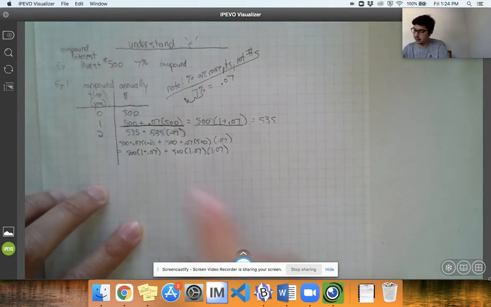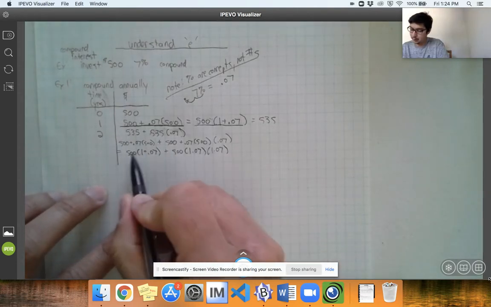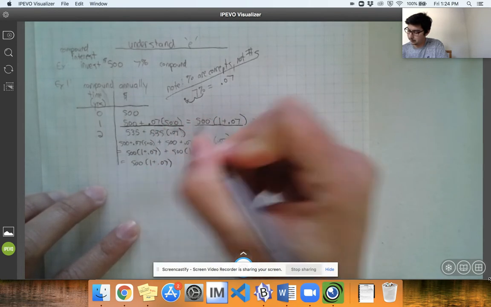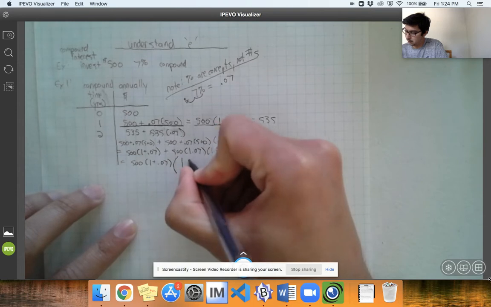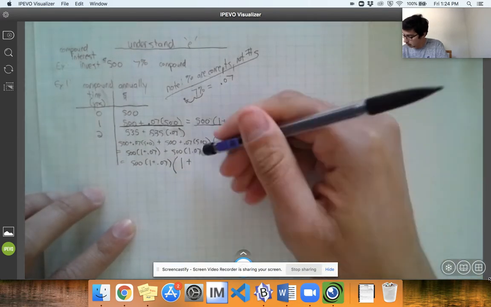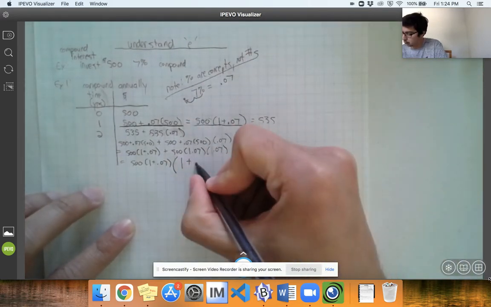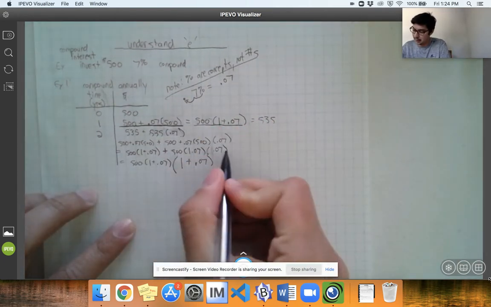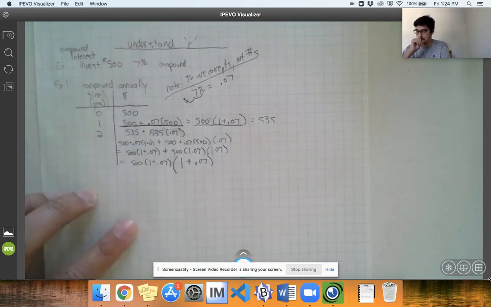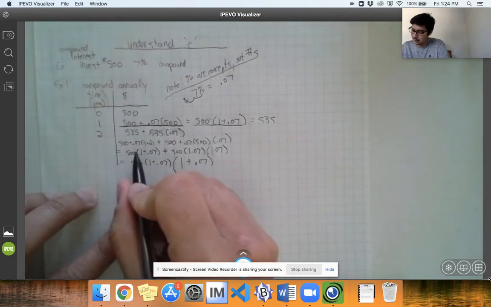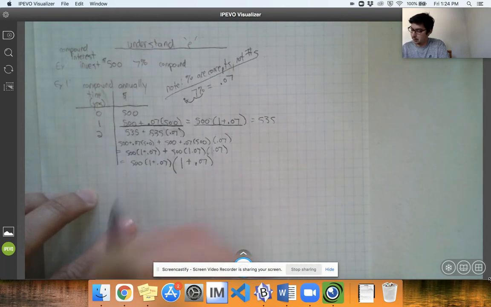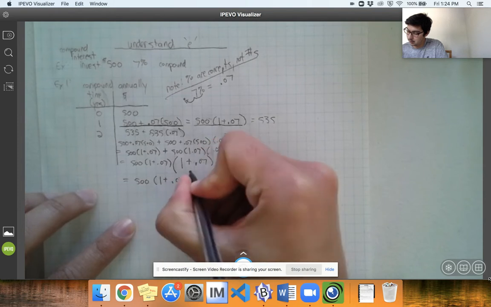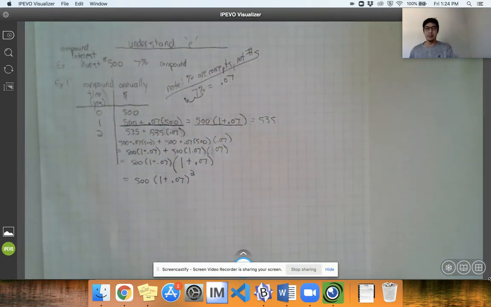Now, what I have here is that both of these terms have a 500 times 1.07. So I could actually factor that out and be left with 1 plus 0.07. So again, I hope you're seeing this. That plus sign is there because two things are being added, where I'm factoring out the 500 times 1.07. And what's great about this, when I factor that out and get 1 plus 0.07, this is equivalent to 500 times 1 plus 0.07 squared. And there we're coming onto a pattern, right?